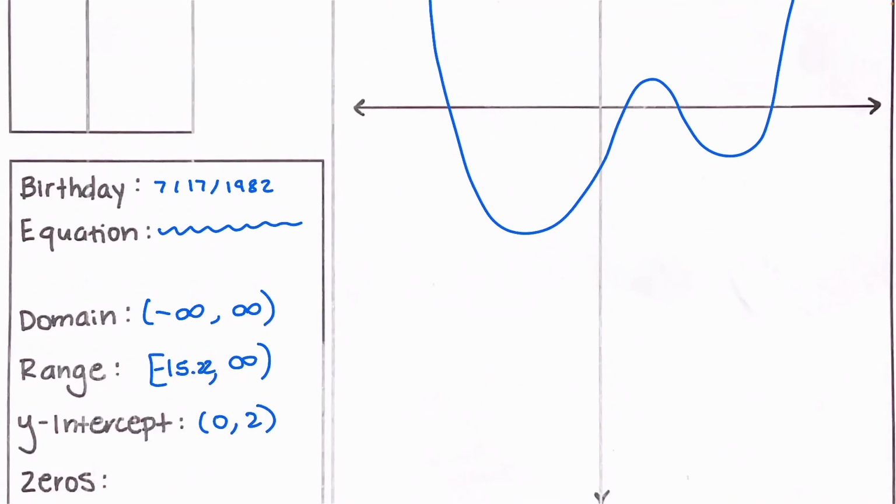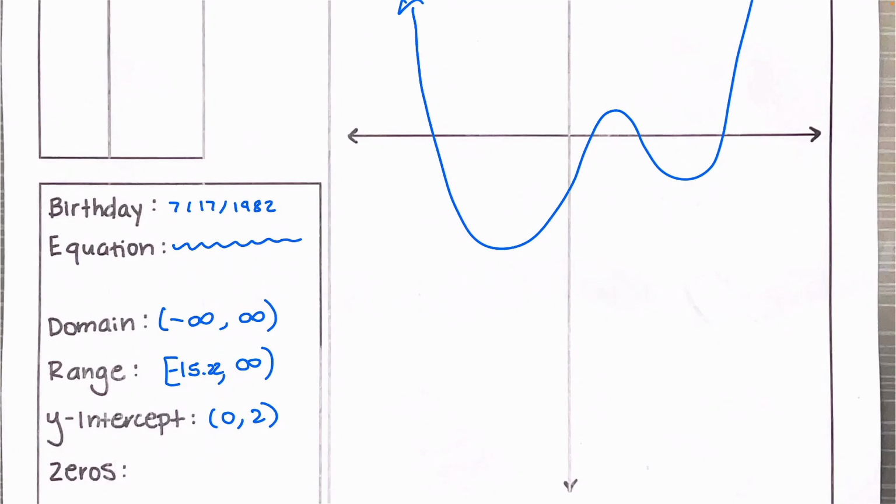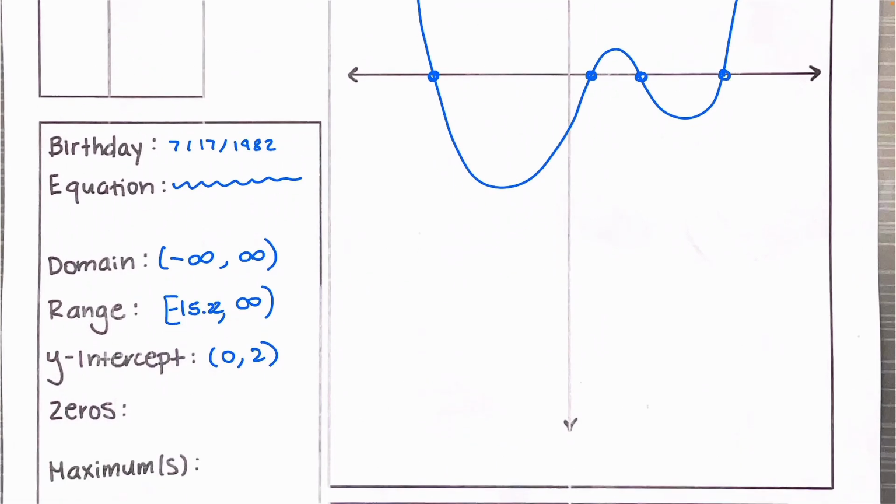For the x-intercepts, you're going to do the exact same thing. Remember that with Desmos, you can just click the dots, right? So you would click on this dot, this dot, this dot, and this dot to see where the zeros are at, okay? And then you would list those zeros here. Should be 4 different numbers.